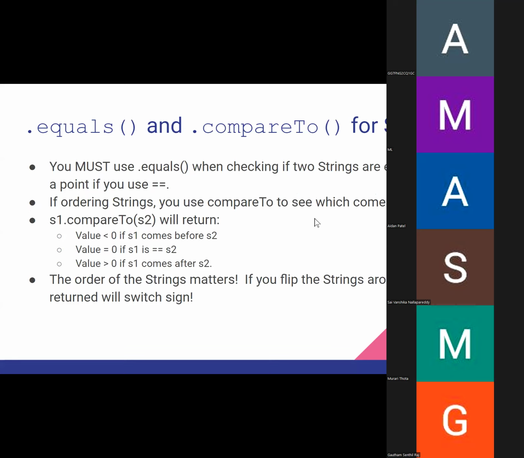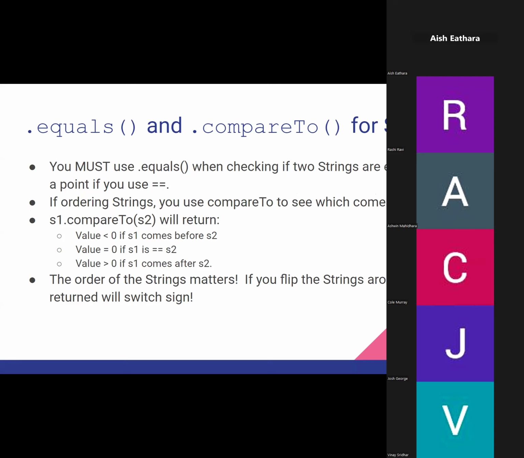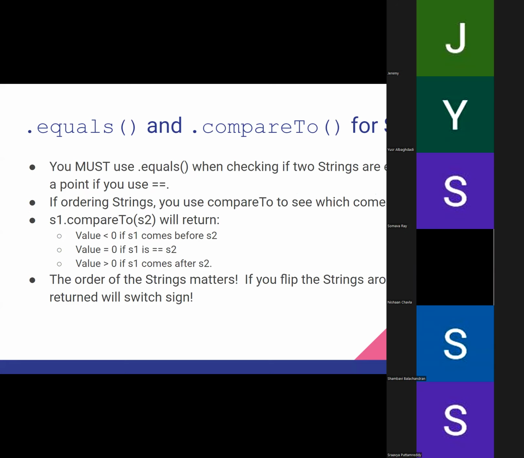Equals and compareTo. All right, so for equals, you always have to use dot equals whenever you're checking if strings are equal or if objects are equal. Most students don't forget to use dot equals for objects, but they often forget it for strings. And again, in your FRQ rubric, you'll often see that you'll lose a point if you don't use dot equals when you're finding that solution.